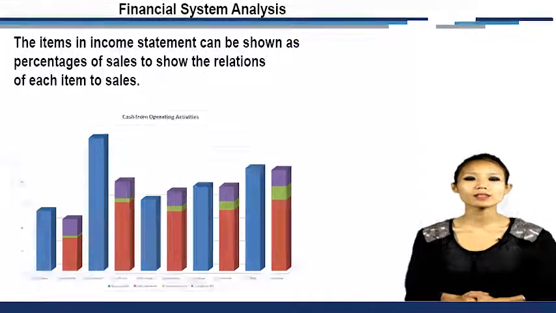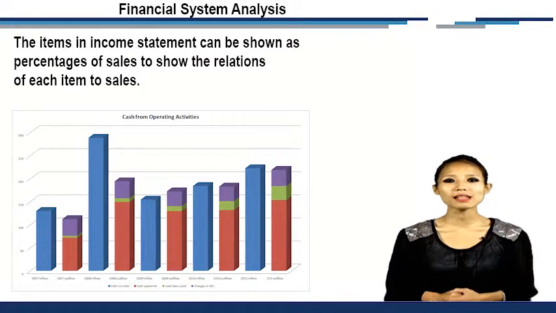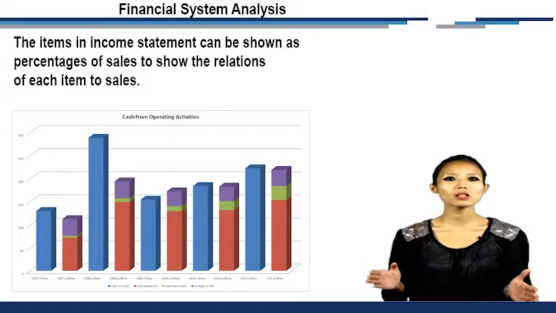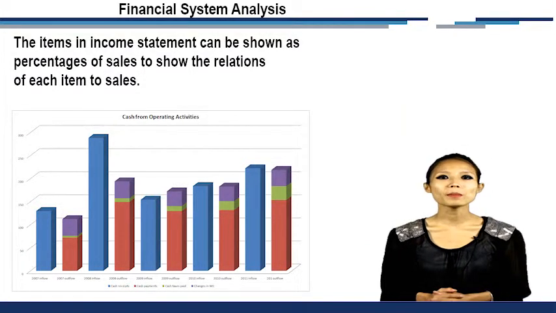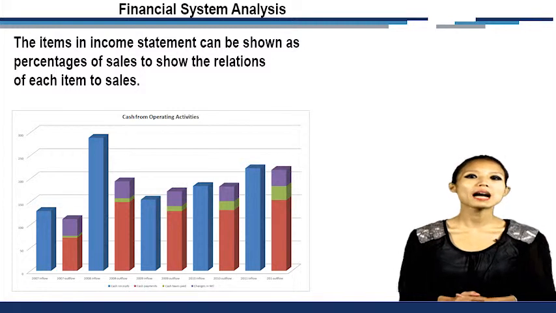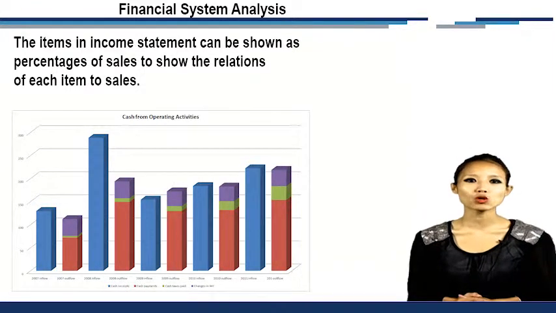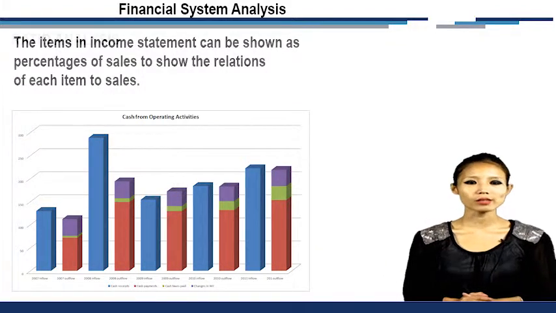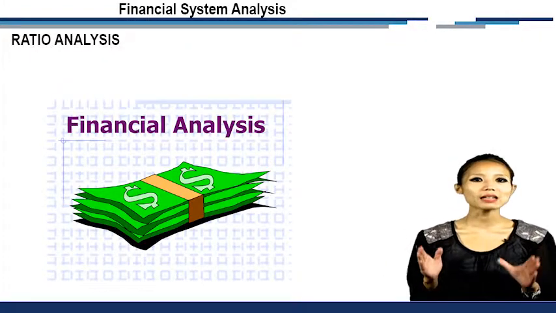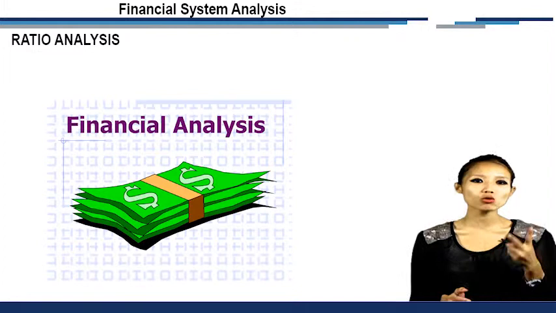The individual assets are expressed as a percentage of total assets, that is 100, and different liabilities are calculated in relation to total liabilities. Common size income statement. The items in income statement can be shown as percentages of sales to show the relation of each item to sales. The ratio is an arithmetical relationship between two numericals.